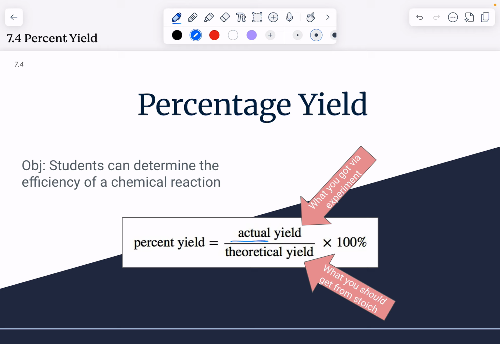So percent yield is a really valuable tool when we're looking at how an experiment went and if we think it went well or maybe not so well. In order to do this, you have to have two values. You've got to know how much you got via the experiment, so what you're actually measuring in your experiment, and then what you should have gotten based off of the stoichiometry that you calculate.